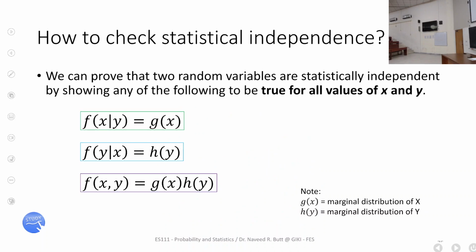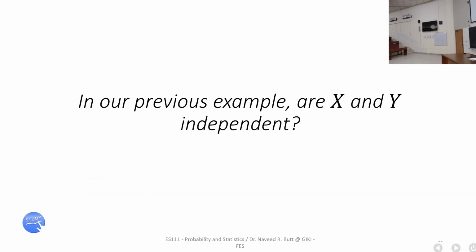So this is what's happening now. If f(x given y) is g(x), or f(y given x) is h(y), or the f(x,y) are separable like this, in general this is not true. It's only if it is true that the variables are independent. So in our example, the one with the 3 balls, are x and y independent? What's your guess? Independent.